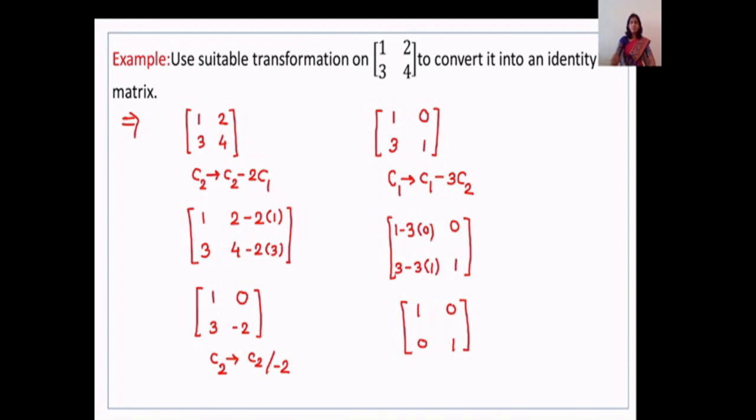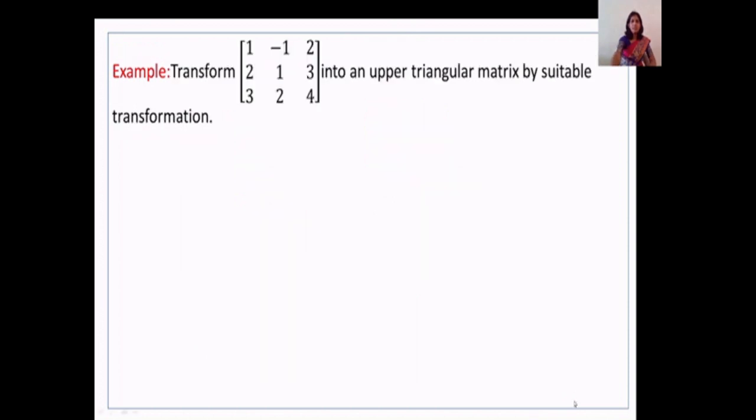Then our next is transform the matrix 1 minus 1 2, 2 1 3, 3 2 4 into an upper triangular matrix by suitable transformation.